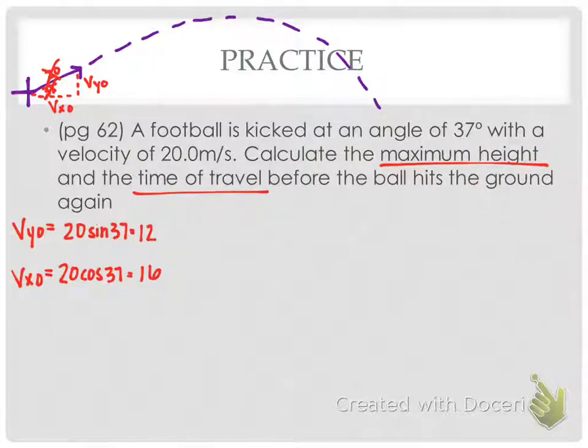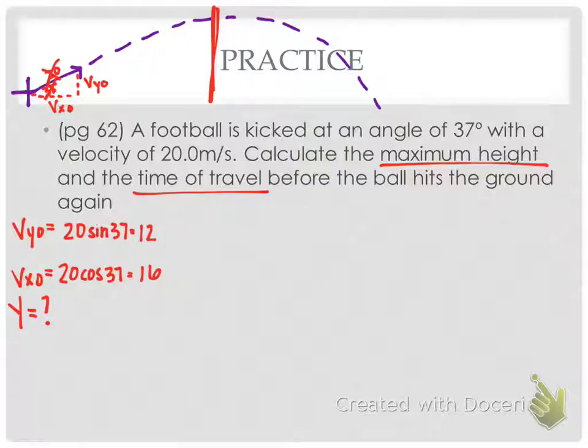So let's talk. We want to find the maximum height. What variable does that mean that we are solving for? Y final. Why not X final? Because that's horizontal, right? We want to find the maximum height, so we need to find Y final.